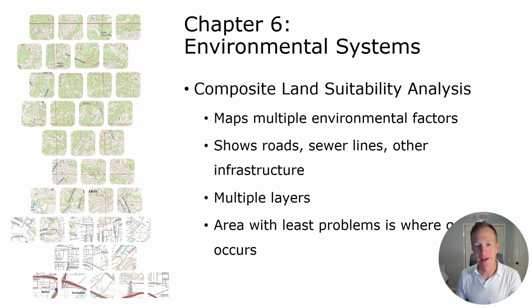Composite land suitability analysis is when you look at an area and you map out all of the different environmental factors that are there. So you're going to look at the slopes, you're going to look at soils, you're going to look at habitats, you're going to look at hazard areas. You're going to put all of those on a different layer within the same map. You're going to show all your roads, your sewer lines, your infrastructure. So on each layer, you're going to put those different features.